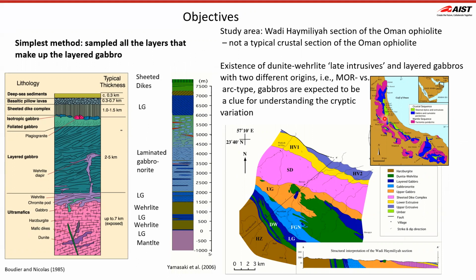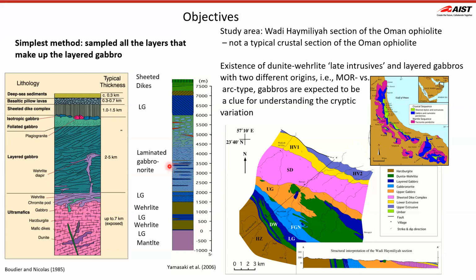The study area is the Wadi Hayl section, just right here, from the Haylayn block of the Oman ophiolite. Actually, this area is not a typical cluster section of the Oman ophiolite. Typically, there are 2 to 5 kilometer thick layered gabbro sequences between the Moho and the sheeted dikes. But this area is characterized by thick laminated gabbro-norite, fine-grained laminated gabbro-norite.